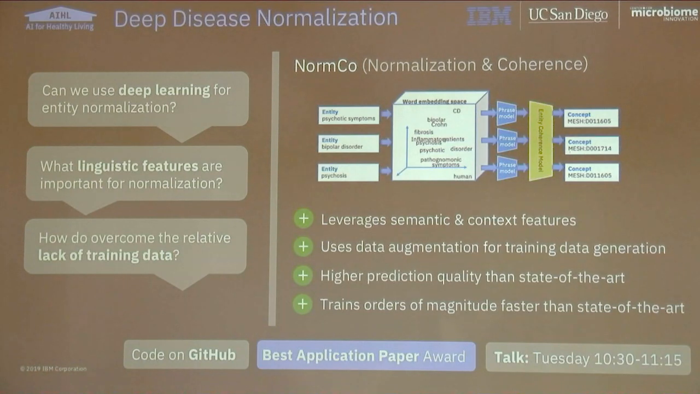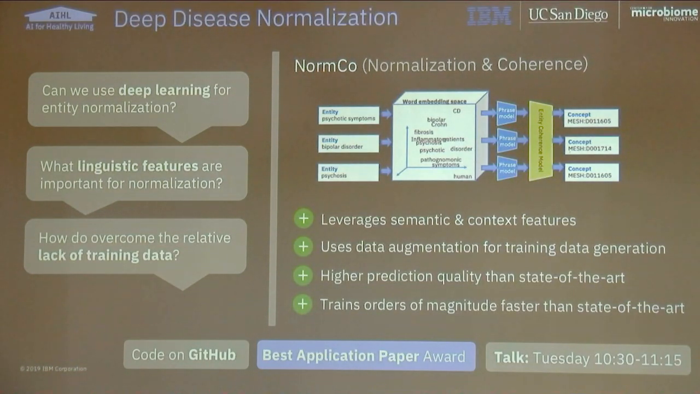The model we came up with is essentially two main components. It's a phrase-based model, which focuses on semantic features, and then an entity coherence model, which focuses on ensuring a coherent set of concepts within a document.